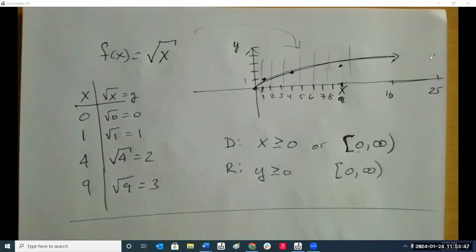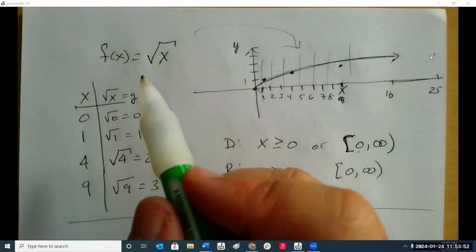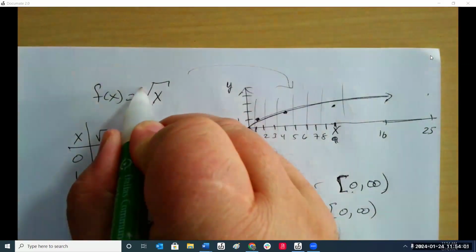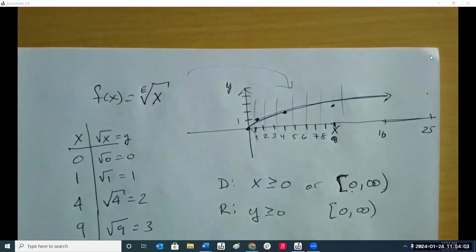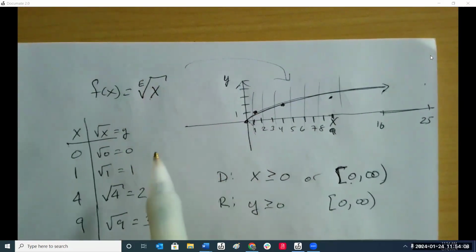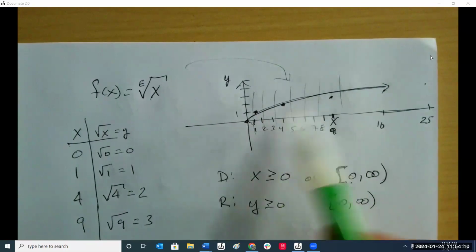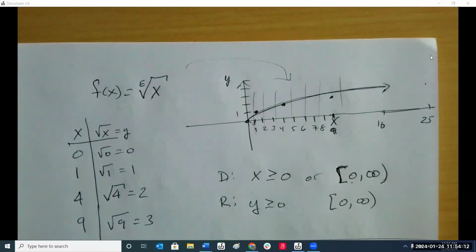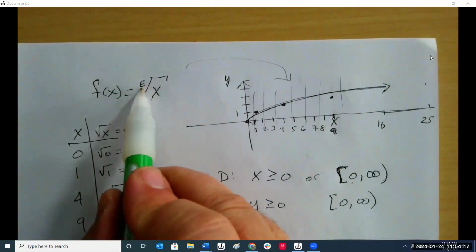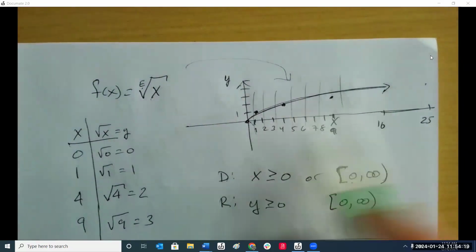So actually, we can go a little further than that. We said earlier that if the root is even, it's x equals 0 or greater than 0. So this is for any even root. The 4th root, the 8th root, the 100th root. It'll always have the same graph. It just won't be as high. So if it's an even root, it'll have the same basic graph.